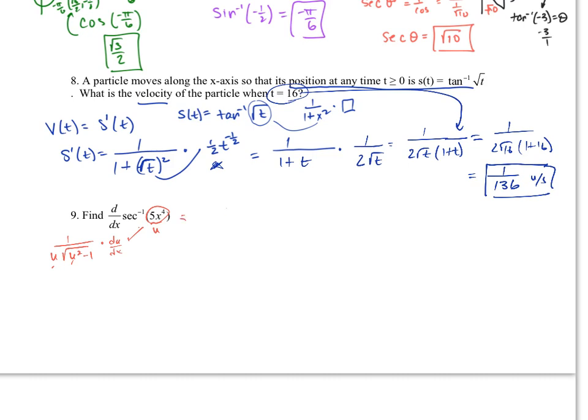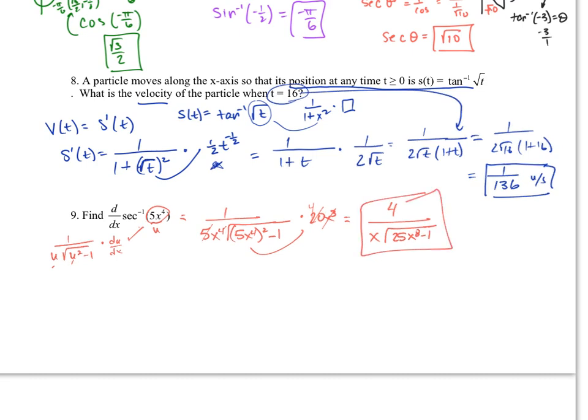So we end up with 1 over 5x to the 4th times root 5x to the 4th squared minus 1. Now the chain rule part, I have to take the derivative of this, which is 20x to the 3rd. Cleaning all this up, this will go with that, make that a 4, 3 of these with 1 of those. So you end up with 4 over x times the square root of 25x to the 8th minus 1. And there we go with that one.